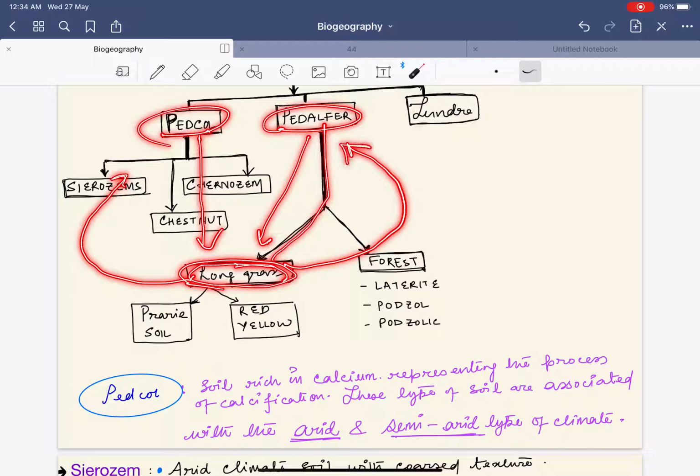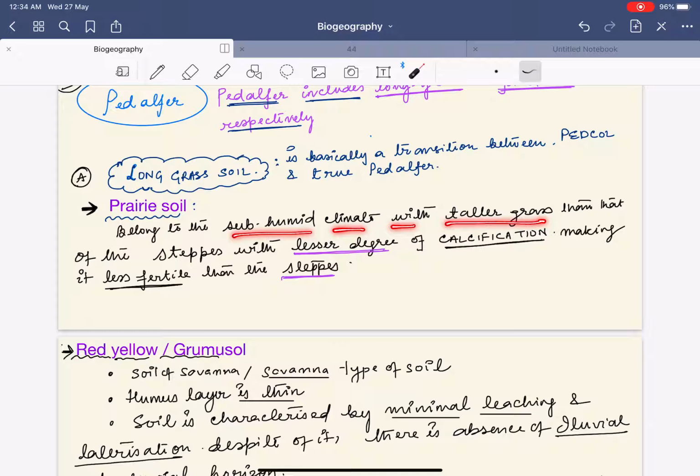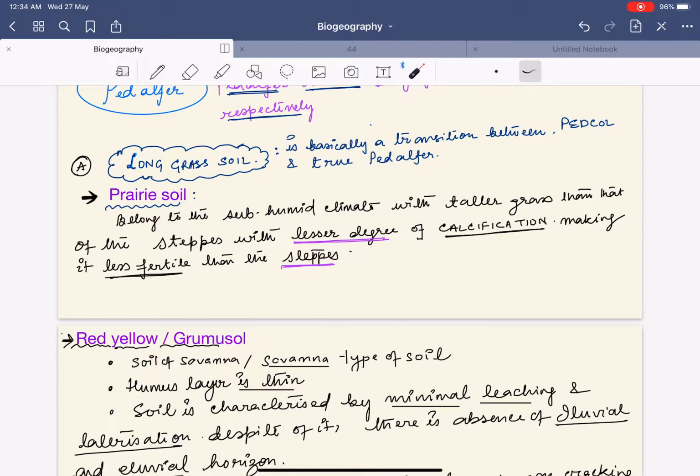Now the prairie soil. The prairie soil belongs to the subhumid climate with taller grasses, as I have explained, than that of the steppes, with a lesser degree of calcification, making them less fertile than the steppes. I hope you got this point, that in the prairie soil the level of calcification is very low.